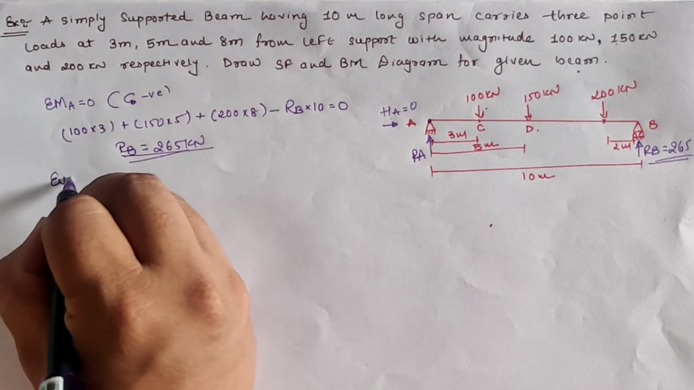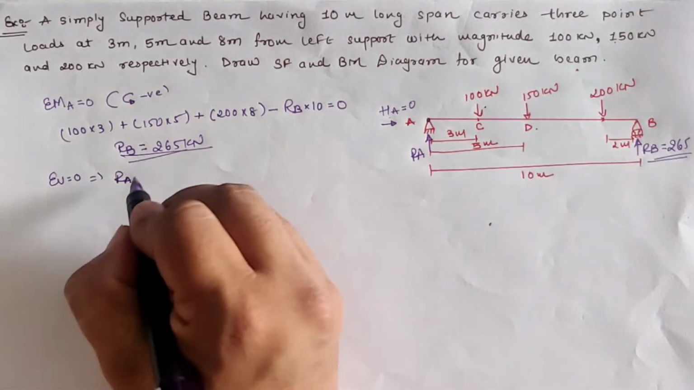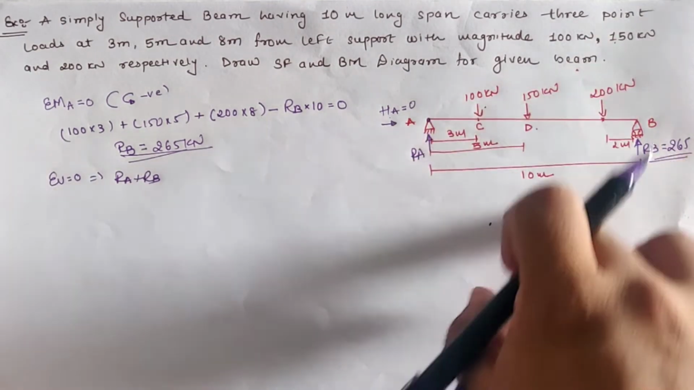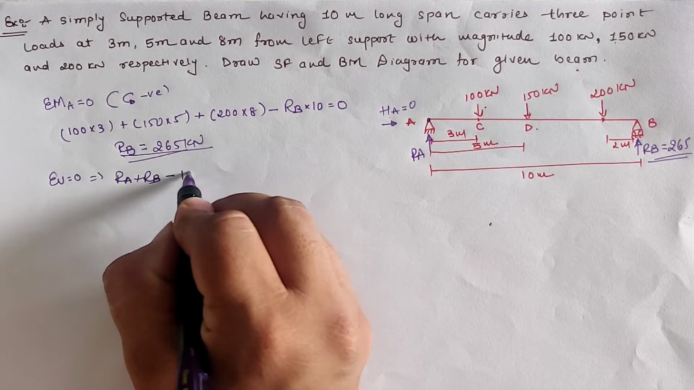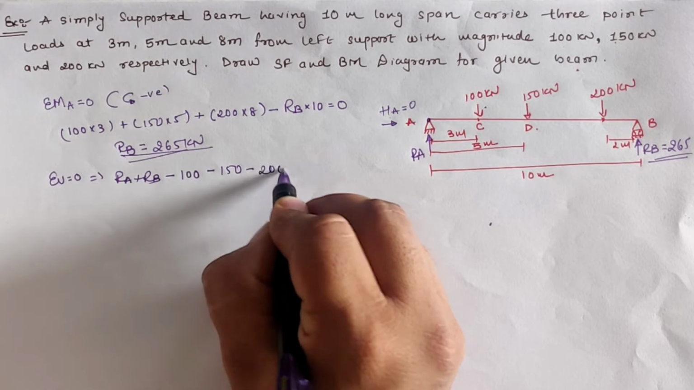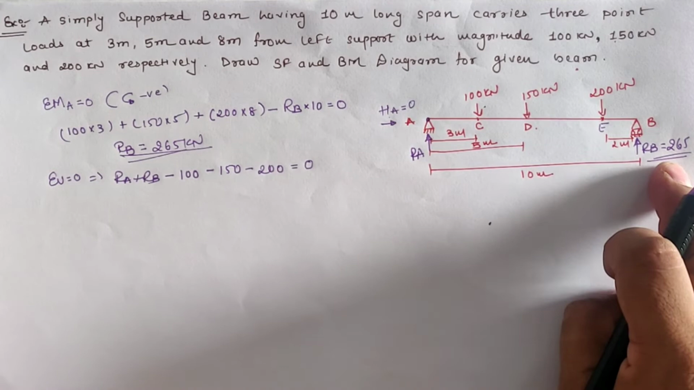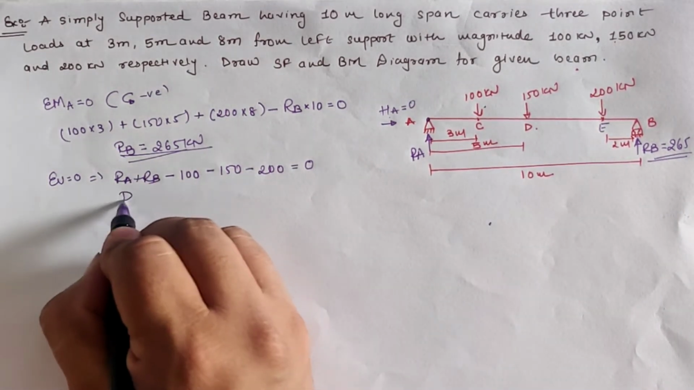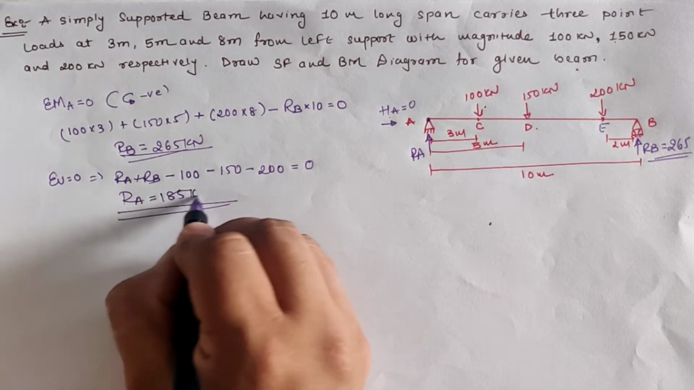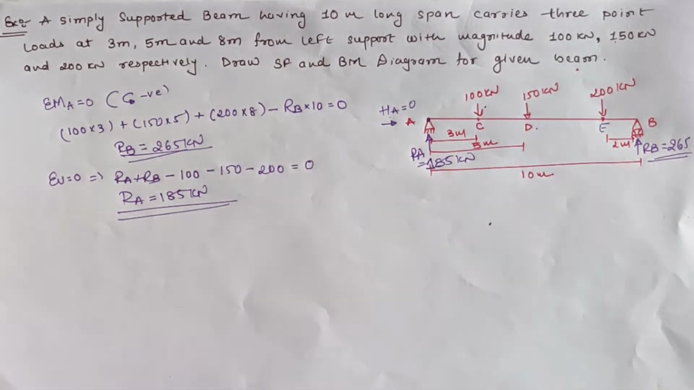Now the second equilibrium condition is sigma V equal to 0, hence RA in upward direction plus RB in upward direction. Now 100, 150 and 200 are in downward direction, so it is minus 100 at location C, minus 150 at location D and minus 200 at location E, which must be equal to 0. Now RB value is 265, and solving this we have the reaction at location A as 185 kilonewton. So using the equilibrium conditions, first we have to calculate the support reactions.